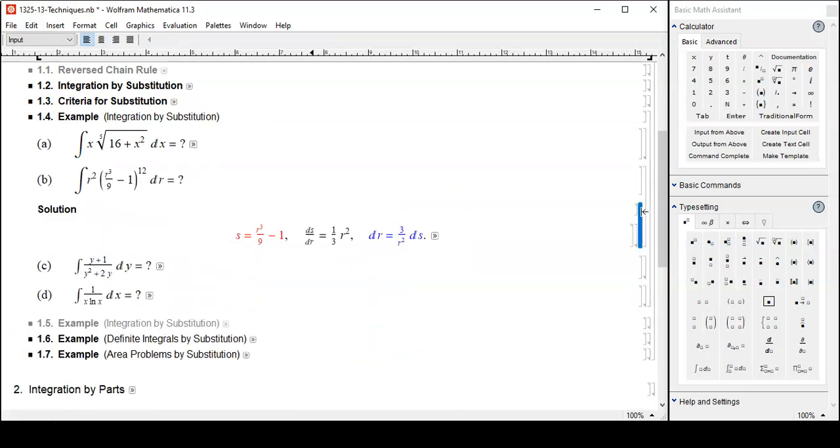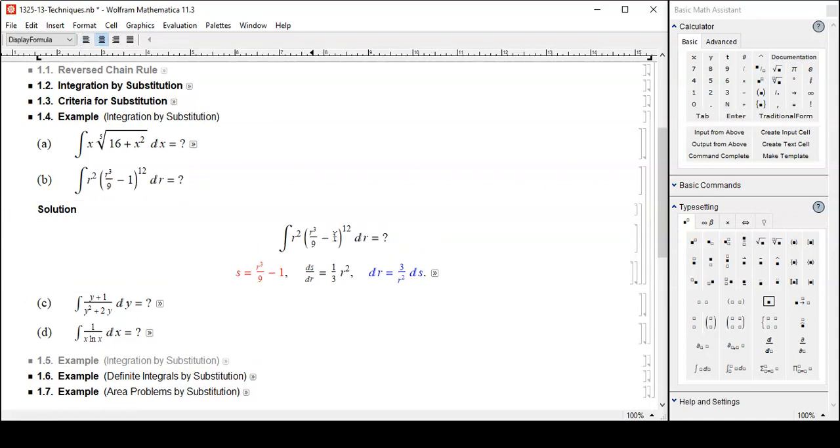Here's a review for the second problem. Okay, all right. This is what we want. And then inside, and then dr, we're going to find those out. So inside, take the derivative, and then ds is 1/3 r squared dr like this, and then solve for dr, and then substitute back in.